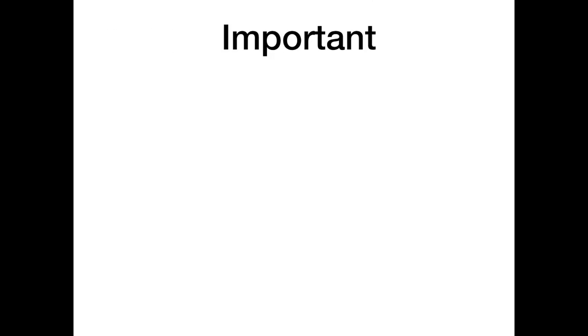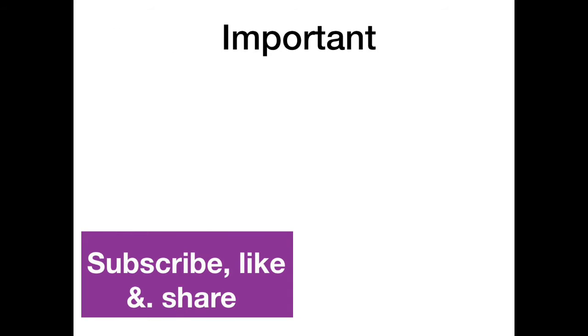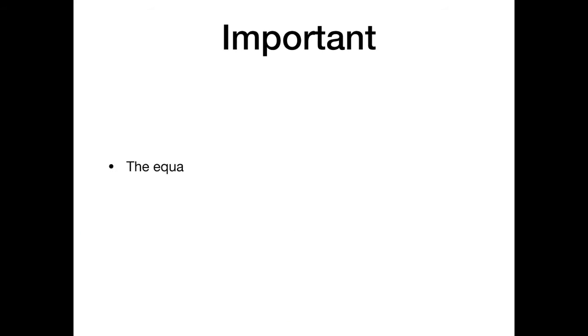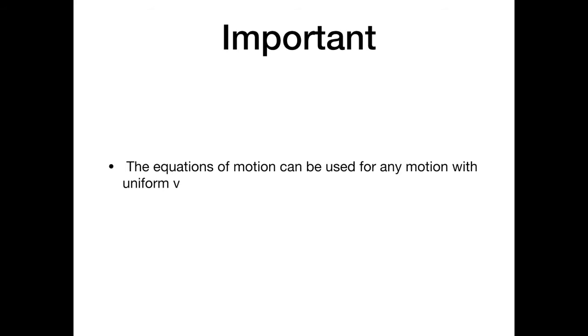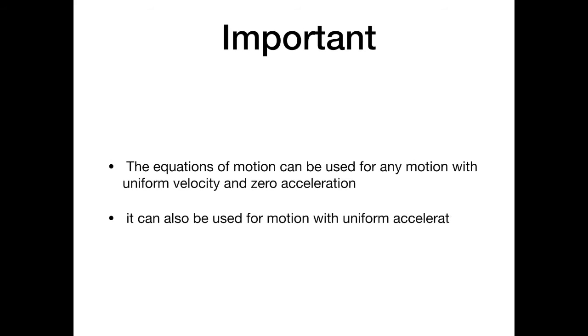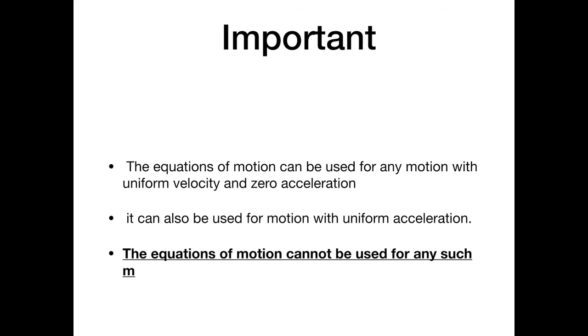Now we are going to link these questions to the first equation, or particularly to all three equations of motion. It is very important to know that these equations of motion can only be applied if the velocity of the object increases uniformly, or you can say acceleration is zero. It can be applied if acceleration is uniform or constant, but remember, you cannot apply these equations of motion if the acceleration of the body is changing.